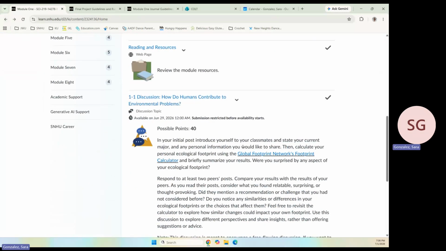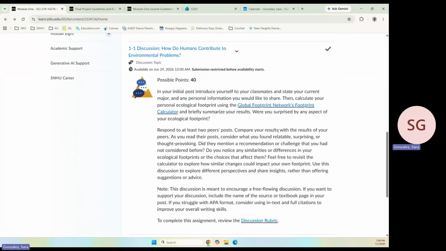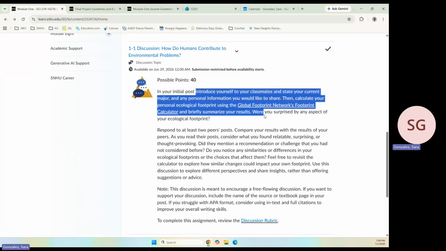So what to do for this week? You have a discussion post. Your initial post is due by Thursday. Your 2 follow-up responses are due by Sunday. For your initial post, just introduce yourself, whatever you're comfortable introducing or talking about. Maybe you can talk about your major, your degree, what you plan to do with that degree, any information you'd like to share. And then also you're going to be posting your results from your global footprint calculator, and just summarizing your results.